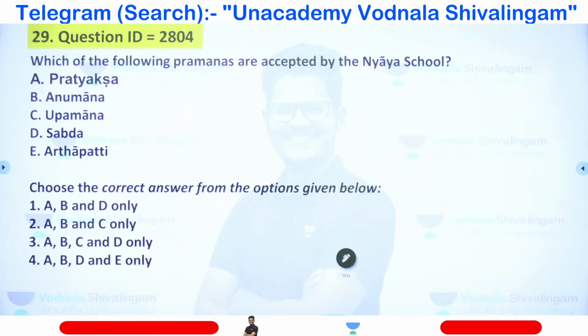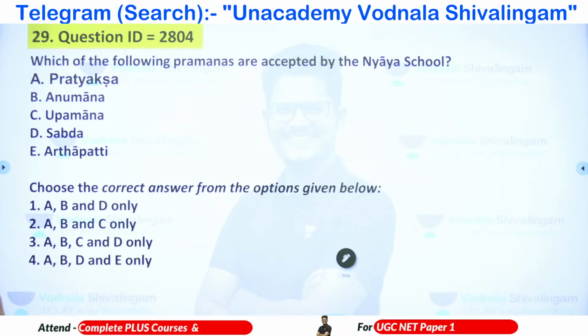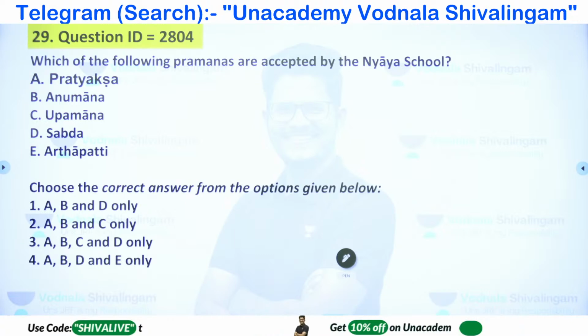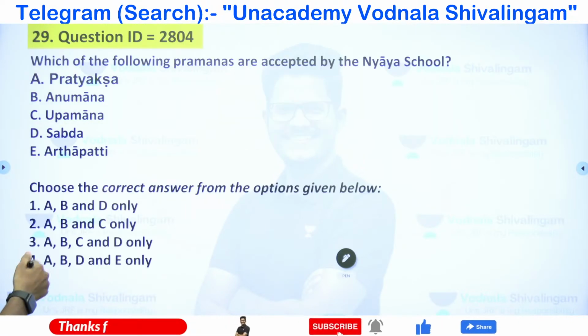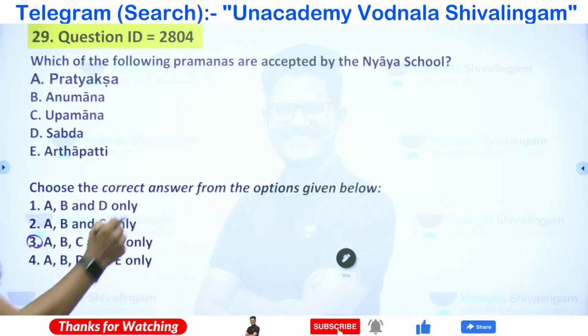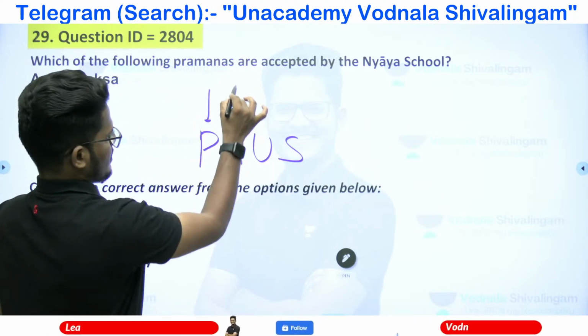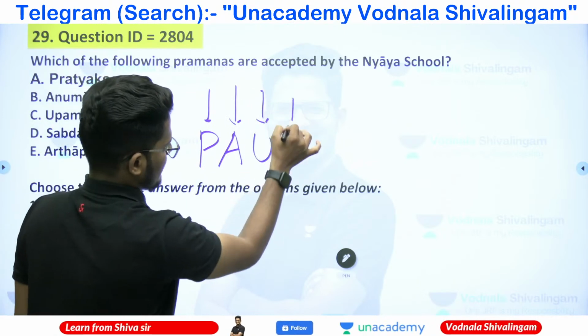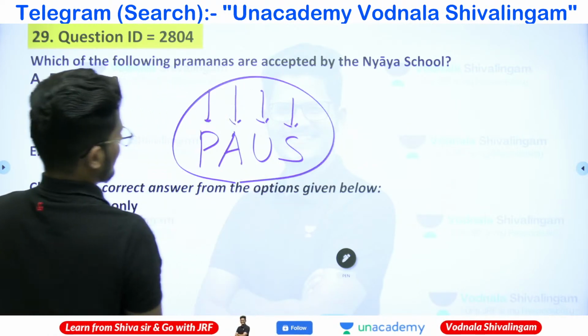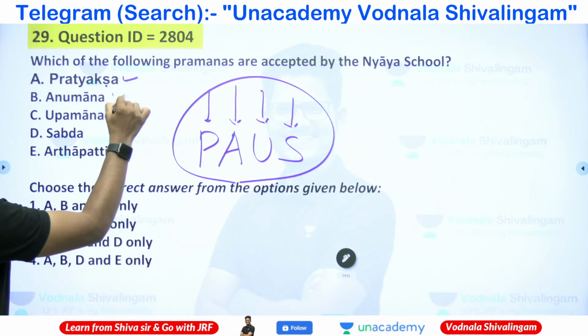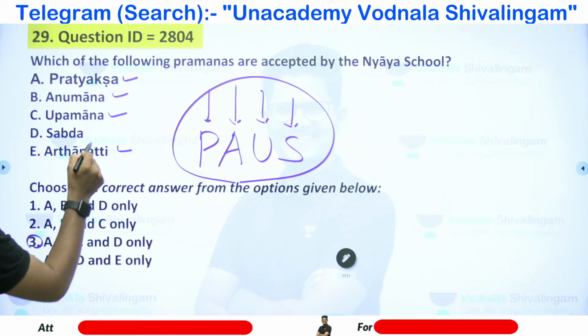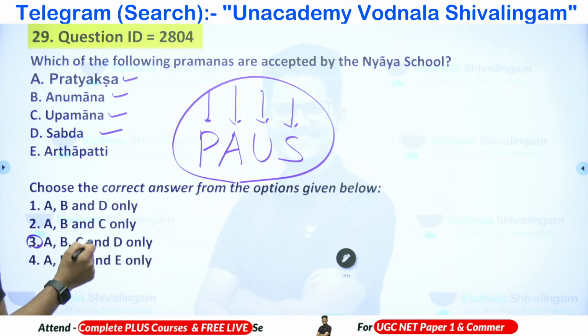Which of the following are accepted by Nyaya? Option C is the correct answer, A, B, C, D. So Nyaya has accepted PAUS, that is Pratyaksh, Anumana, Upmana and Shabda. These four are being accepted by the Nyaya philosophy: Pratyaksh, Anumana, Upmana and Shabda. A, B, C, D.